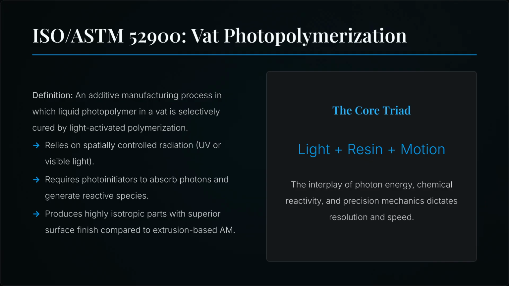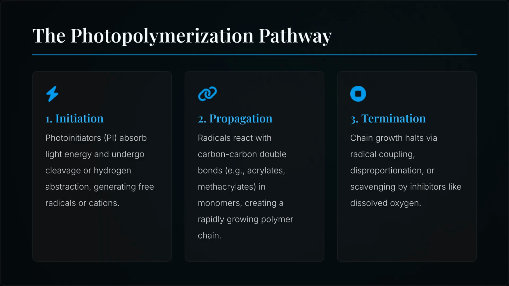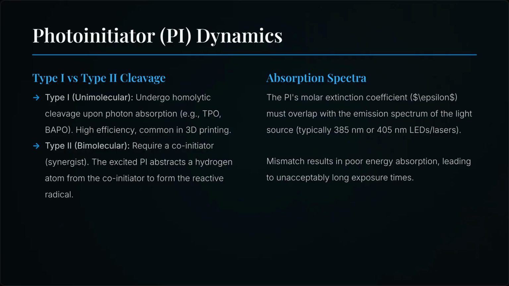Vat photopolymerization is an additive process where liquid resin is selectively cured by light. It relies on the core triad of light, resin, and motion to achieve precision. Next, we will look at the chemical foundations of photopolymerization. The photopolymerization pathway involves three main stages: initiation, where radicals are generated; propagation, where polymer chains grow; and termination, where growth halts. Photoinitiators drive this process.